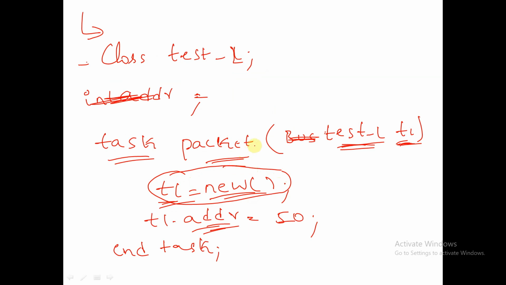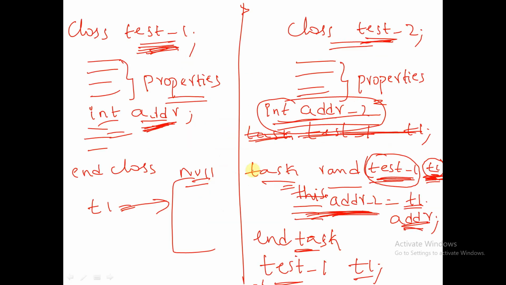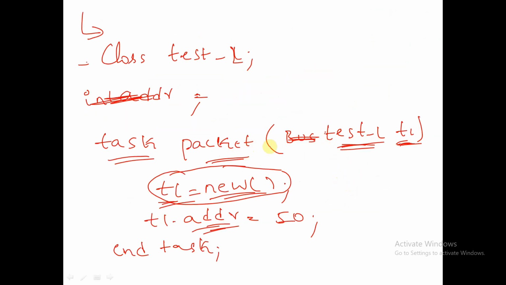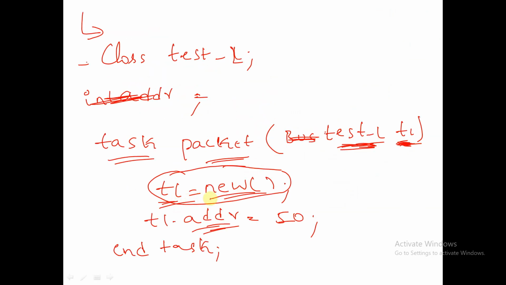Previously, I was expecting an object. I'm not creating the object inside the task. I'm creating the object outside the class, and I'm passing that object to this task. But now I'm expecting a handle. I'm only passing the handle to my task, and I'm creating the object for that handle and assigning the value. Is this clear? This scenario?